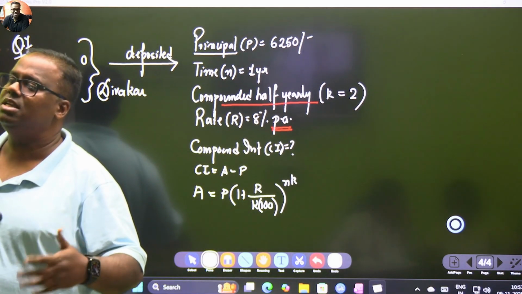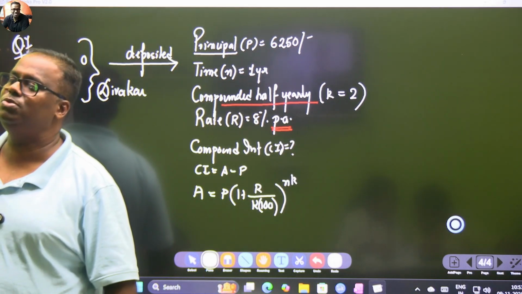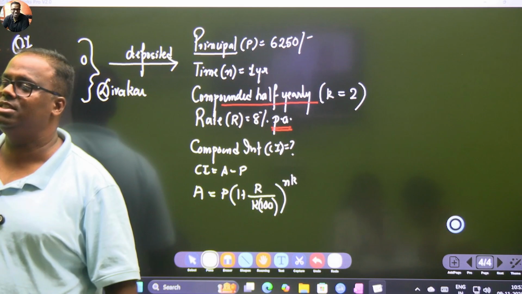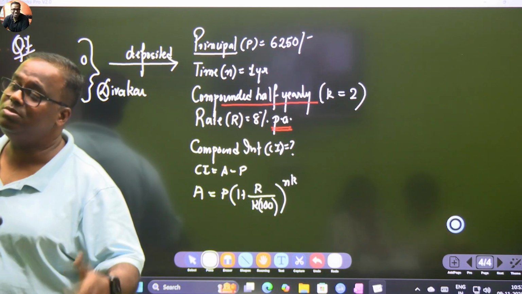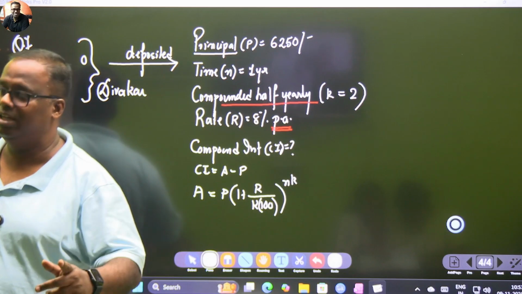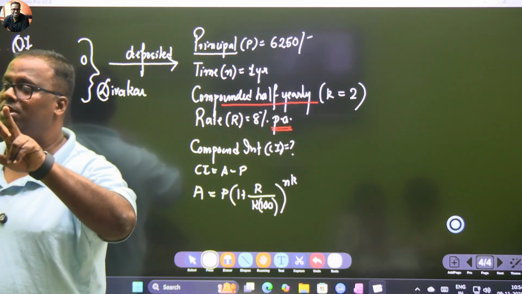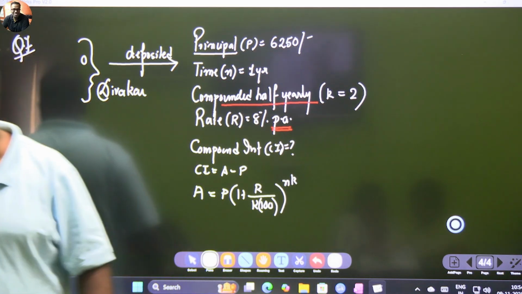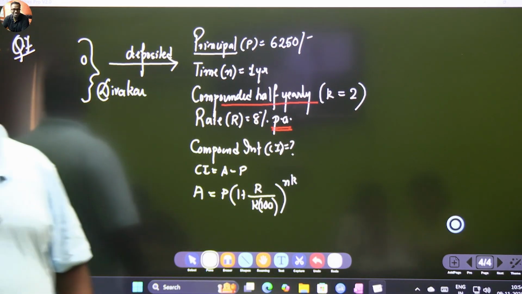Okay, think of K as a salary factor. Usually salary is paid once monthly. If I pay you salary half monthly, K's value is 2. In a month, you are getting salary twice. K means how many times the interest is being compounded in a year. If you say half yearly, then in a year, twice you will be charging the interest. If you say quarterly, in a year, 4 times. If you say monthly, in a year, 12 times. That is what you have to see.